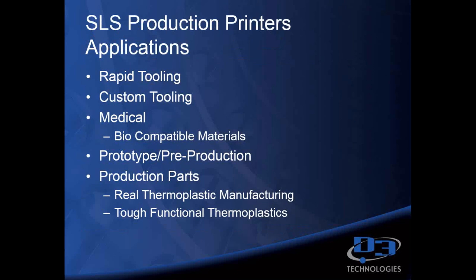So again, here are some of the selective laser sintering production printer applications. Rapid tooling, a big process for rapid tooling. Being able to do custom tooling. Medical, you're going to see that there are actually some biocompatible materials there, as well as being able to do prototypes or pre-production or production parts themselves, because they're really tough functional thermoplastic parts.